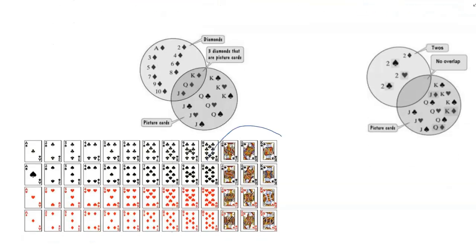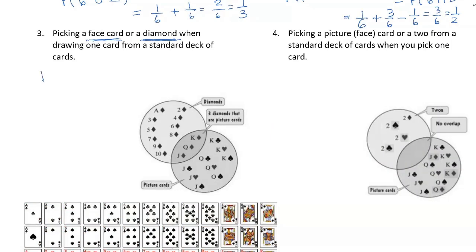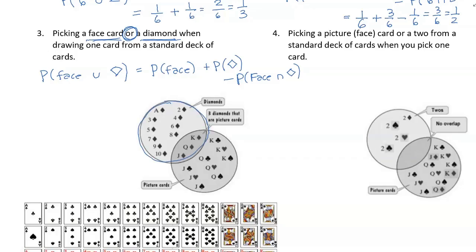Now, if I look at these face cards here, are any of them diamonds? And the answer is yes. So there is going to be some overlap. So I'm going to find the probability of a face card, or, there's that word again, or a diamond. This will be a probability of a face card plus the probability of a diamond minus the probability of a face card and a diamond. Okay, so let's look at this Venn diagram right here. We have all the diamonds listed.